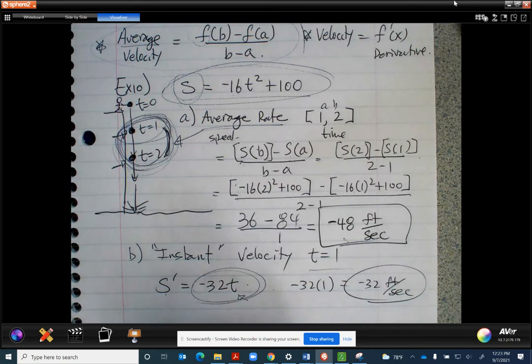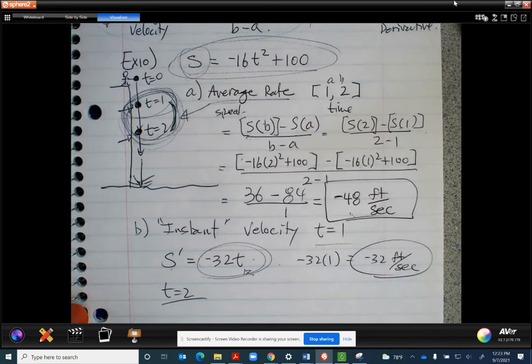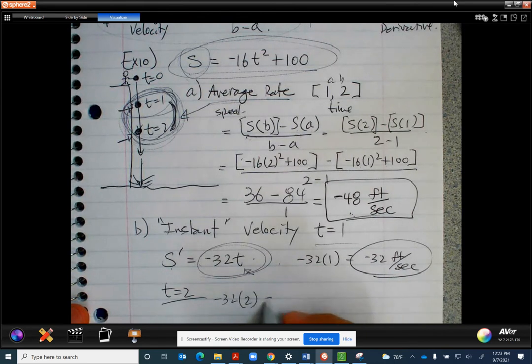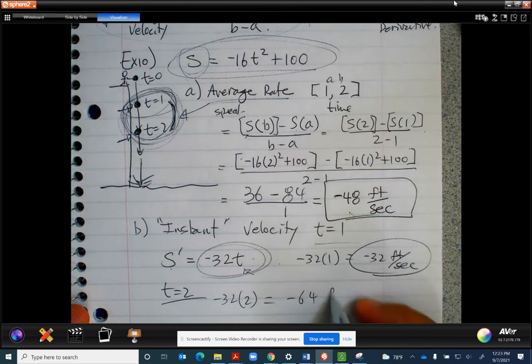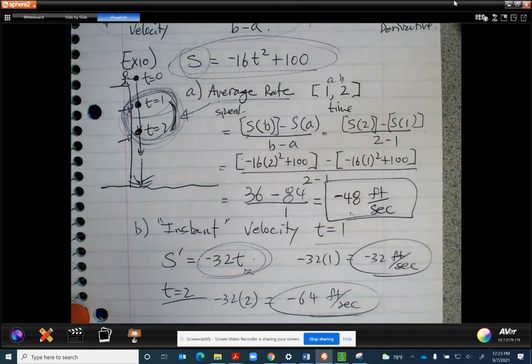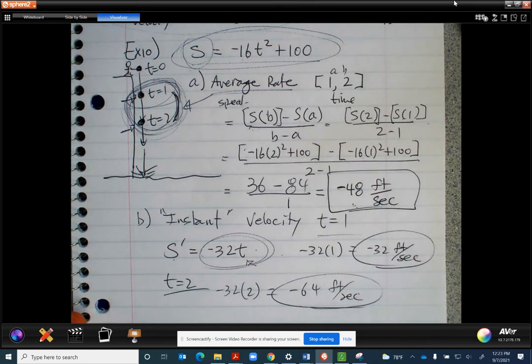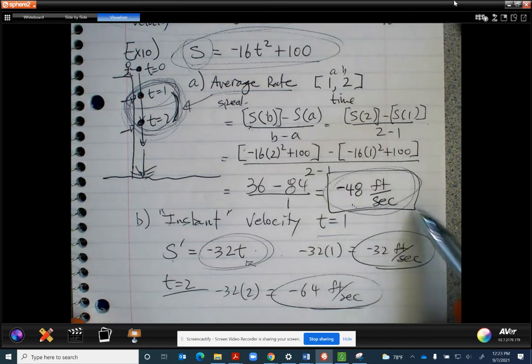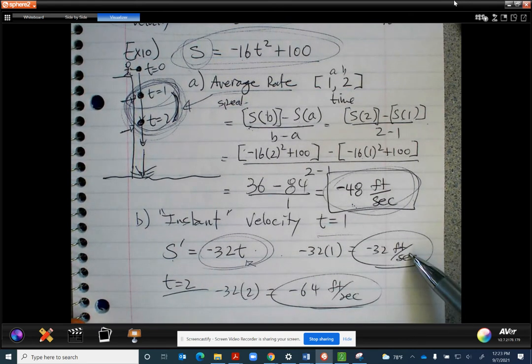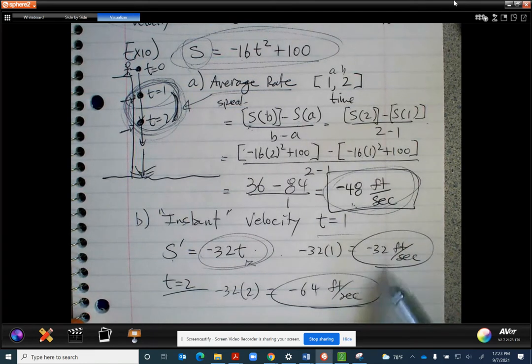What if I want to figure out t is equal to 2? What do I do then? Negative 32 times 2, which is negative 64 feet per second, is how fast this ball is traveling at 2 seconds. And you can tell the difference from the average. Do you see that at 1 second and 2 seconds they're all different? And it makes sense to have an average between those two, doesn't it? The average should be between those. But these are instantaneous.